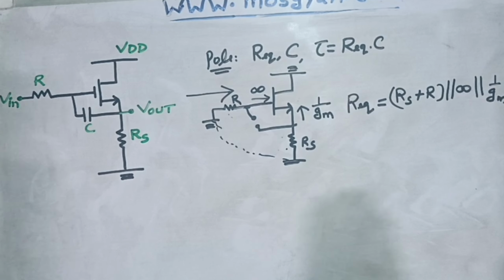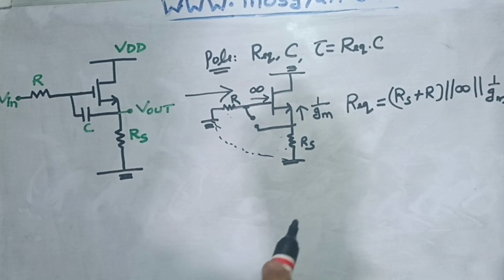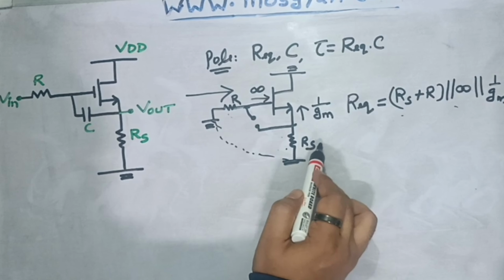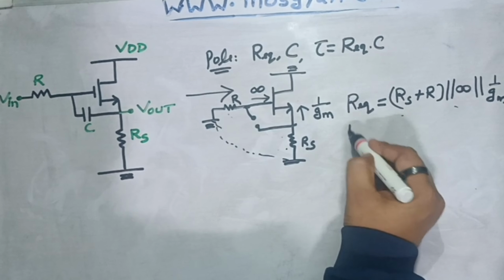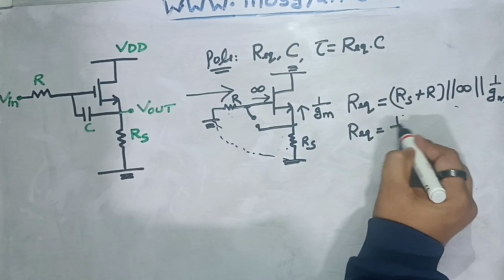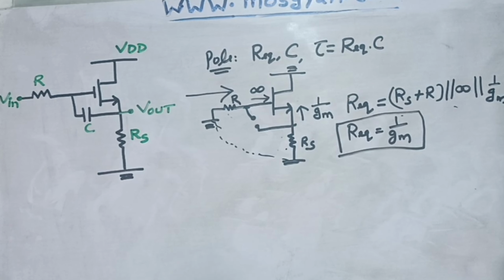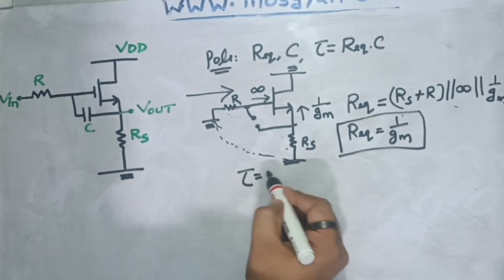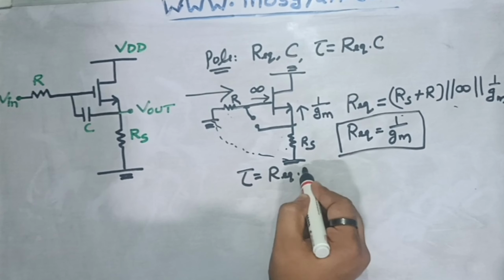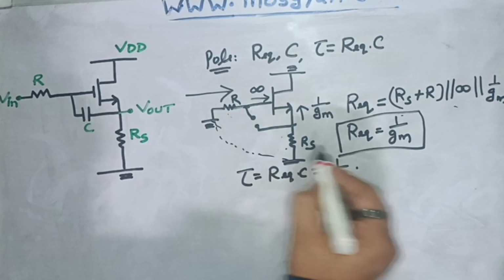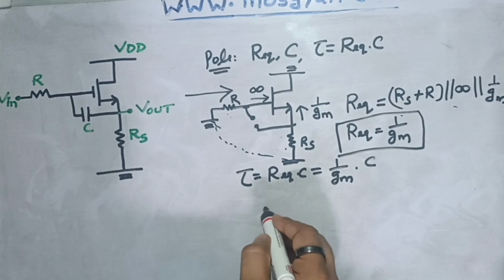Now obviously in parallel, whatever quantity has the minimum value will dominate, and out of these three terms, we are considering the value of Rs and R is very high. So R equivalent would be equal to 1 upon Gm, right? Because 1 upon Gm would be the minimum out of these three quantities. So this is the value of R equivalent which we have found out. Now time constant would be equal to R equivalent into C. R equivalent is 1 upon Gm and C is the only capacitor in the circuit, so that would be C. So this is the time constant we have calculated.